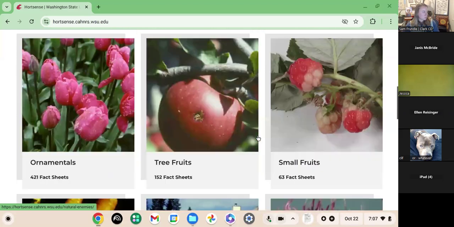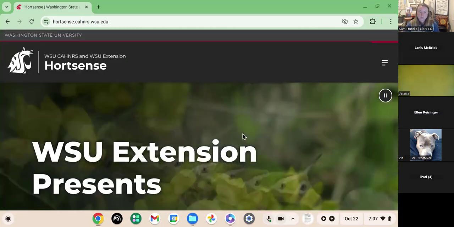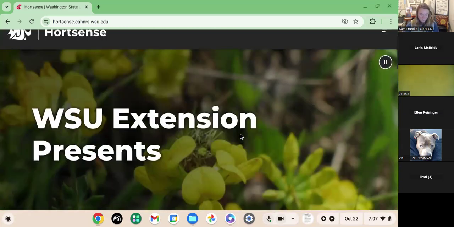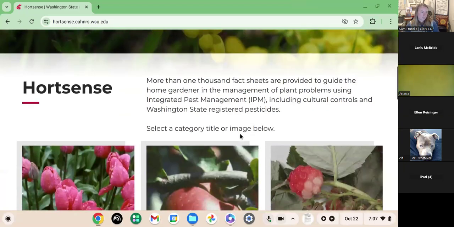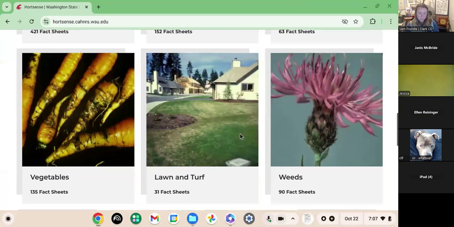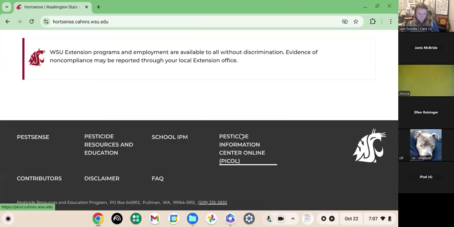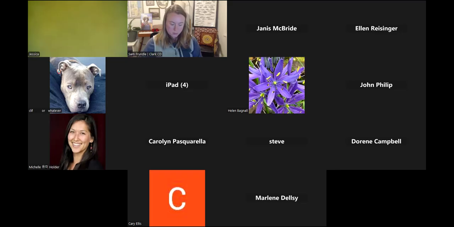It has a search function, like if you know what pest you have. If you don't know what pest you have, then you are welcome to write in to the Master Gardener Clinic, and they can identify what pest you have, and then you can go to HortSense and figure out how to take care of it. Actually, they will send you the link to the HortSense PDF.